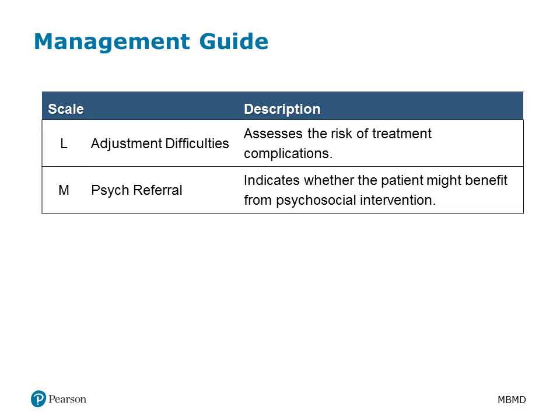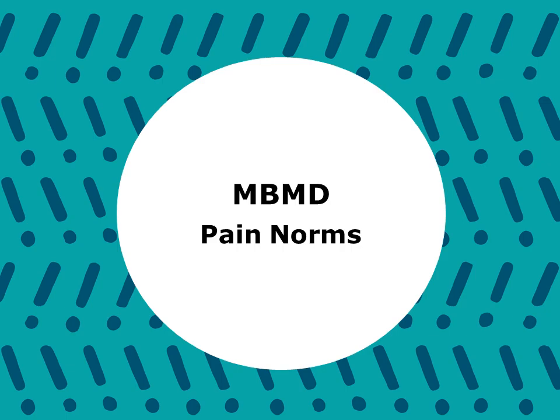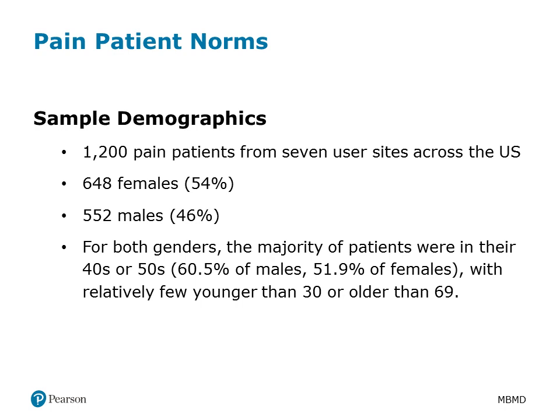Finally, the management guide section of the test amalgamates many test scale values to synthesize judgments on, first, the likelihood of a problematic treatment course, and secondly, the appropriateness of psychosocial intervention. Now, having presented an overview of the basic components of the MBMD, we now move to a description of how the test has been specifically geared toward the pain setting.